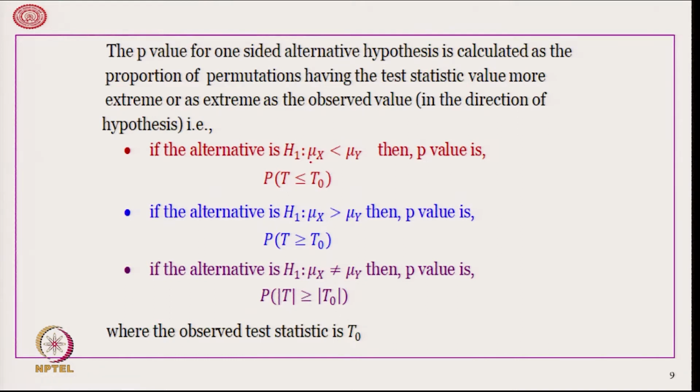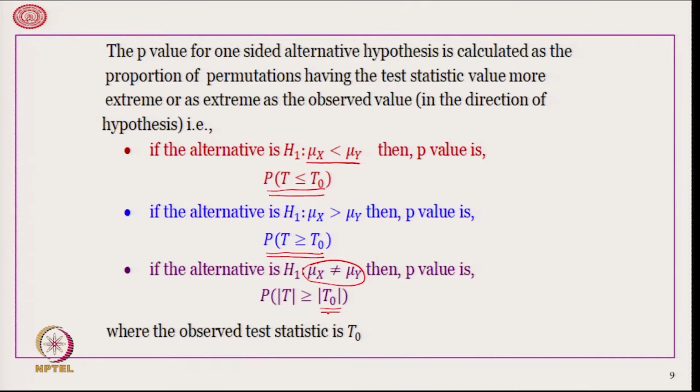Therefore, if the alternative is mu x less than mu y, then the p value is the probability that t is less than or equal to t naught. If the alternative is mu x greater than mu y, then the p value is the probability that t is greater than or equal to t naught. However, if the alternative is two-sided, that is mu x not equal to mu y, then we shall look at the absolute value of t greater than or equal to the absolute value of the t naught that we have got, and what is the probability for that one.